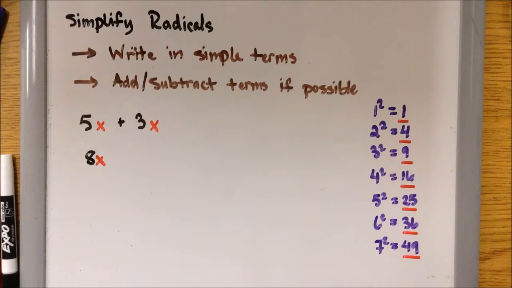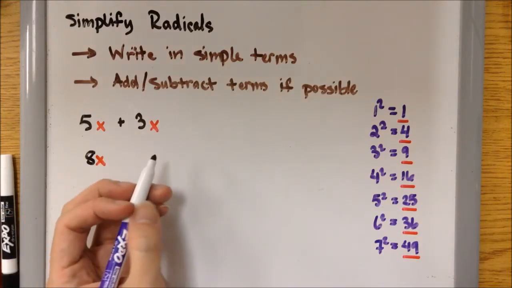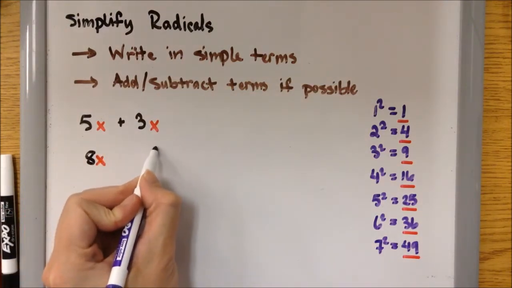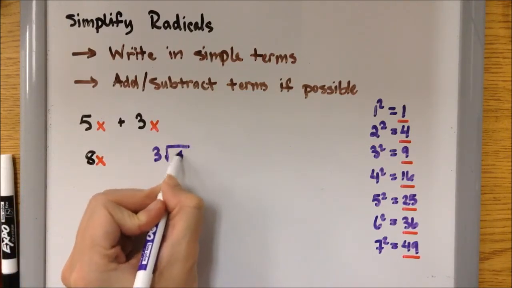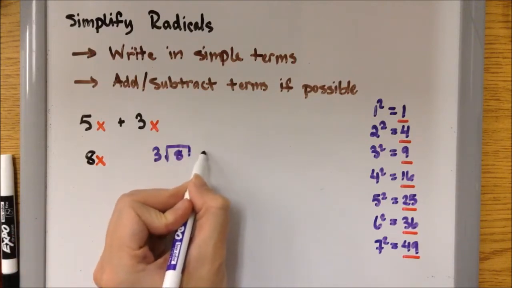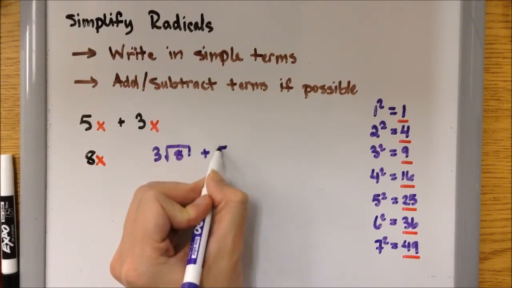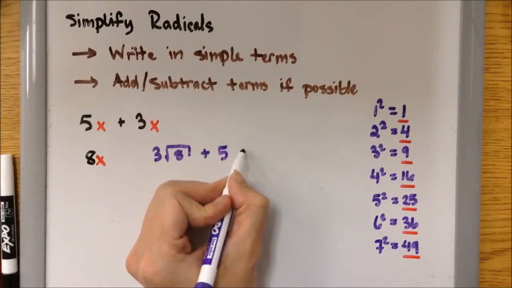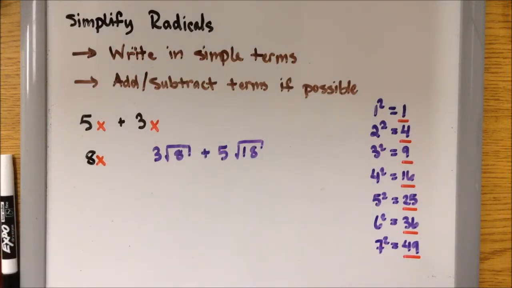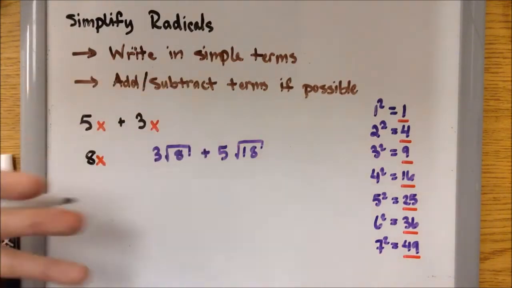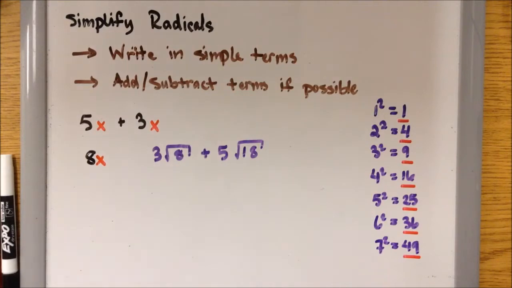So how does this connect to simplified radicals? Well, I'm going to show you how it applies. Our first example, say we have 3 the square root of 8 plus 5 the square root of 18. So still, you'll be asking how would this relate? We're going to apply the process we did in the first three examples.